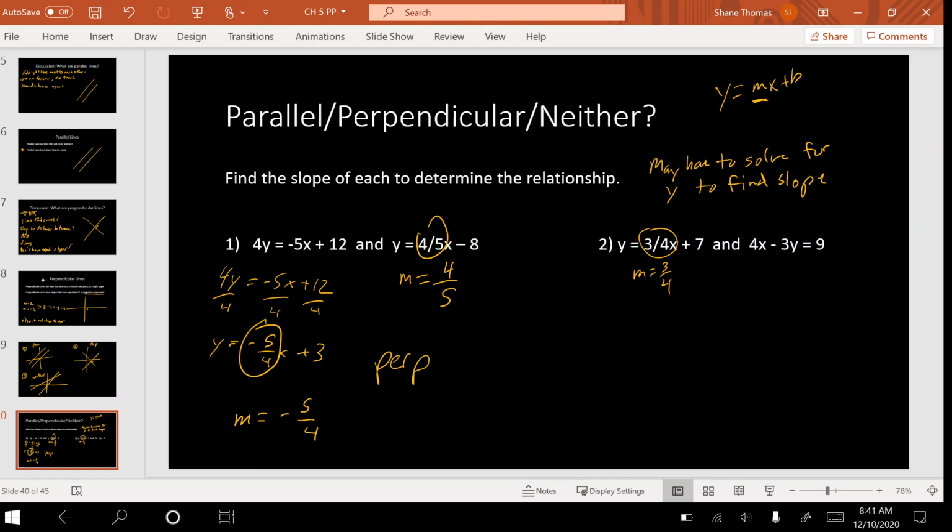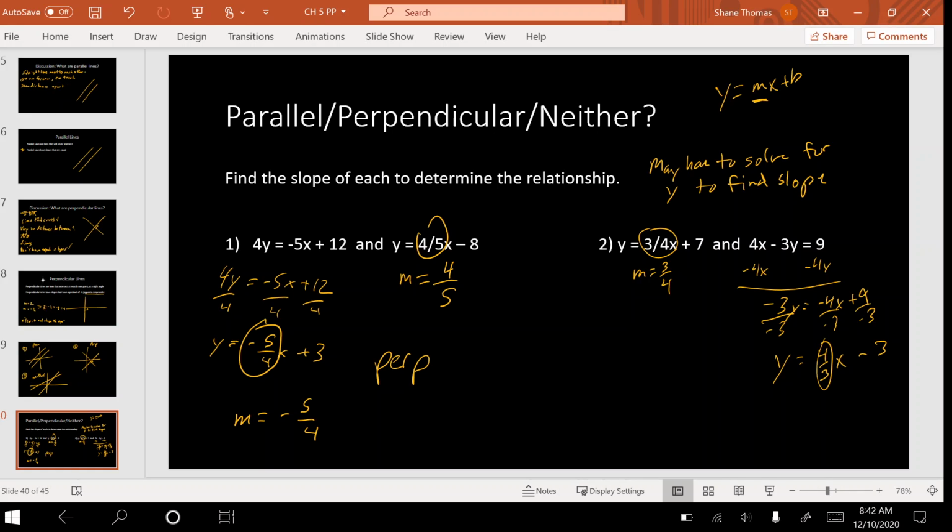The second one, we have to solve for y, don't we? I'm going to subtract the 4x over. So I have negative 3y equals negative 4x plus 9. Now we have to do what? You divide everything by negative 3. Do it to one, you do it to all of them. So I have y equals 4/3 x minus 3. What's the slope of this line?